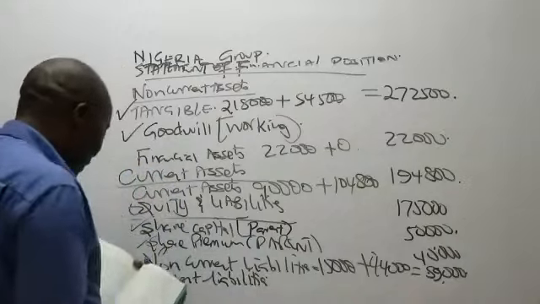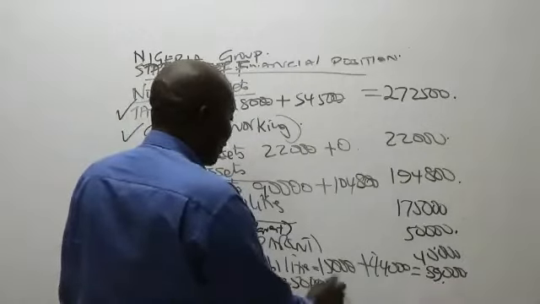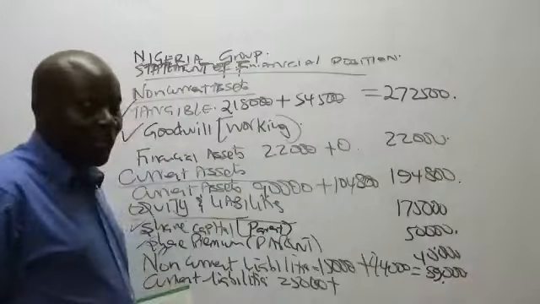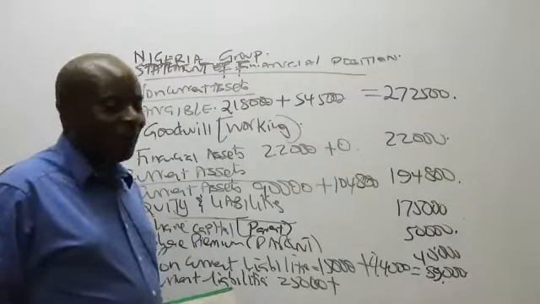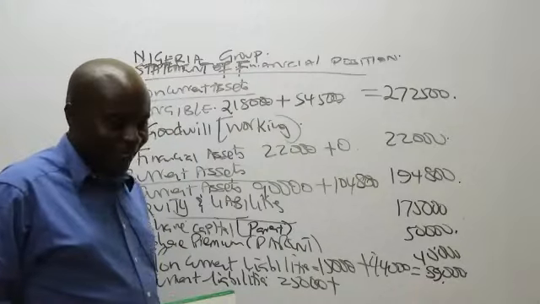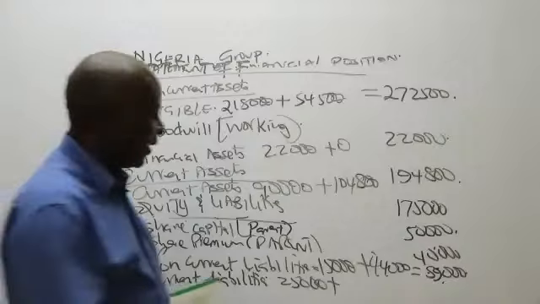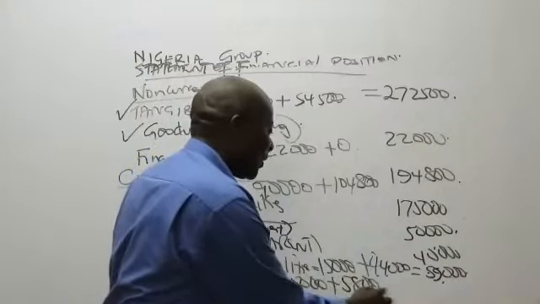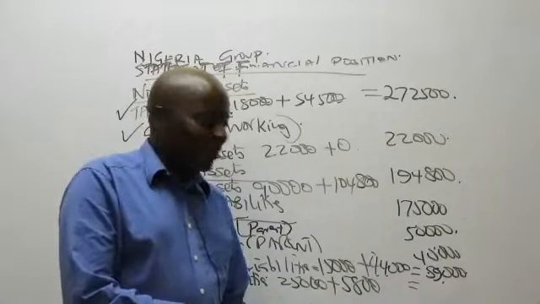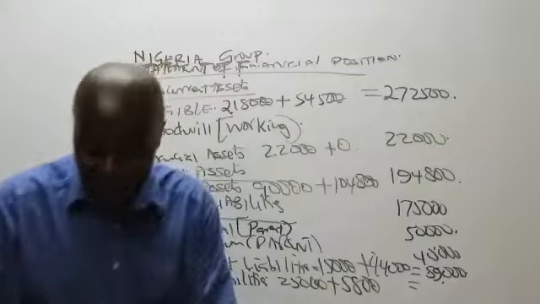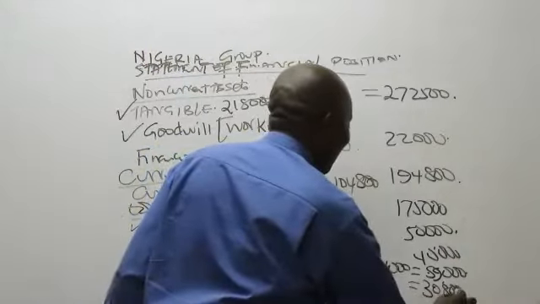So the current liabilities, I'll pick the one of the parent, which is 25,000, plus the one of the subsidiary. How much is the subsidiary's current liability going to come to? 5,800. Thank you very much. So how much will this come to, somebody, the last time? 3,800.